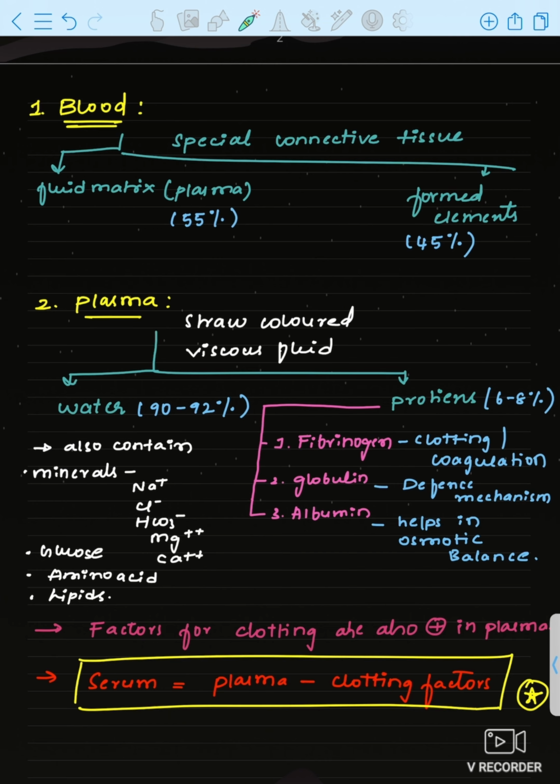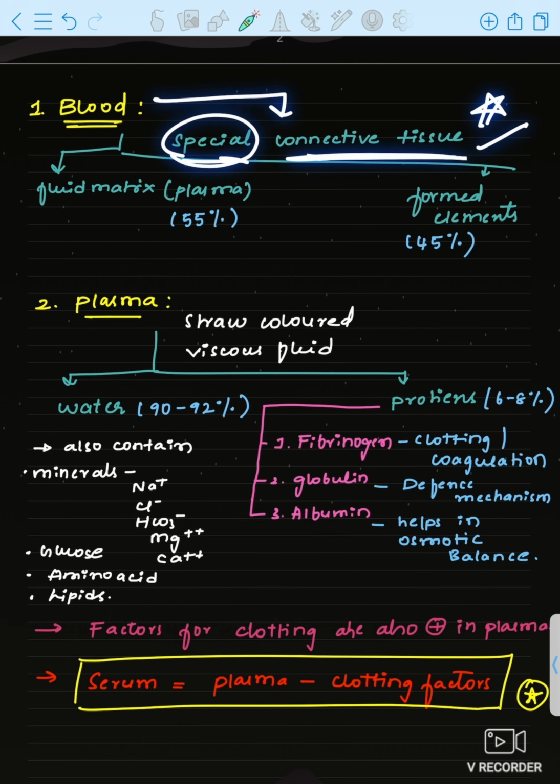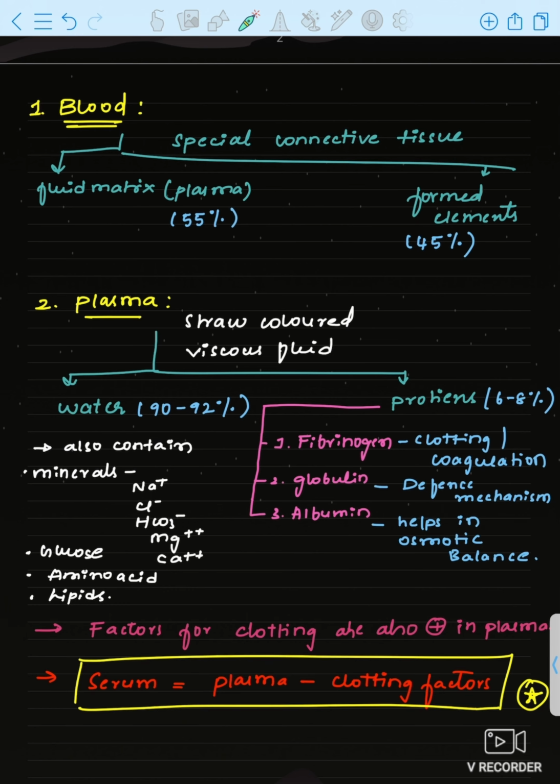See, blood is a fluid. We already discussed it is a fluid, right? Blood is a special connective tissue. You have to remember this. A question can come: blood is a special connective tissue. What are the contents of blood?